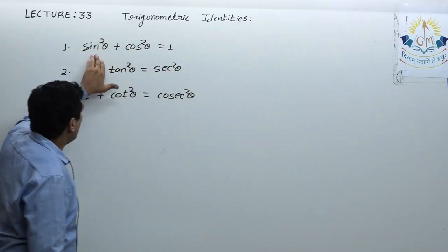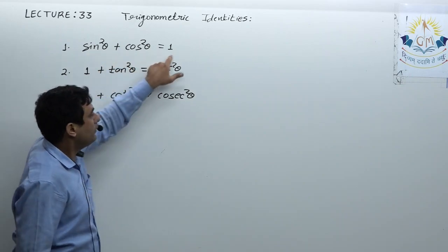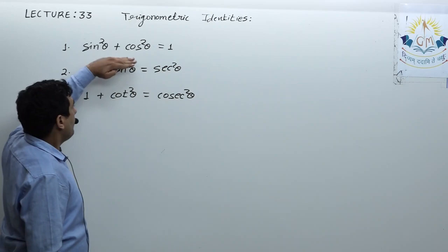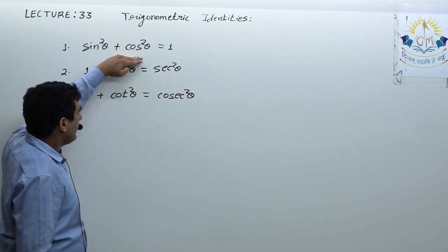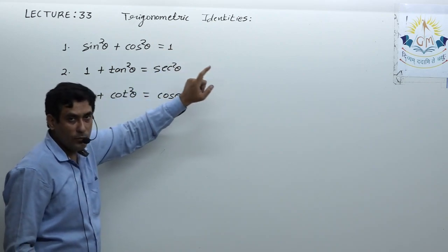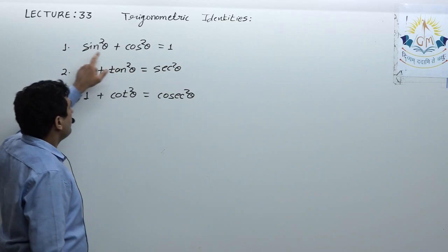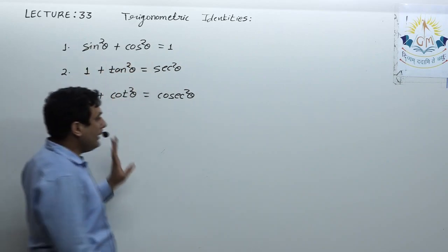Now if I want to get the value of sin square theta, I can write sin square theta equal to 1 minus cos square theta. Or if I want to get the value of cos square theta, I can write cos square theta is equal to 1 minus sin square theta. So there is no need to remember those different variations of the same identity.